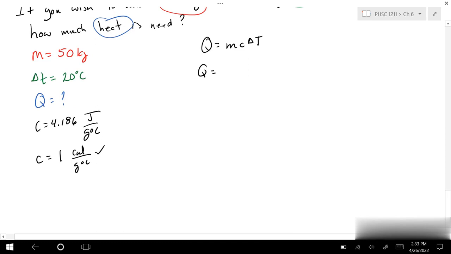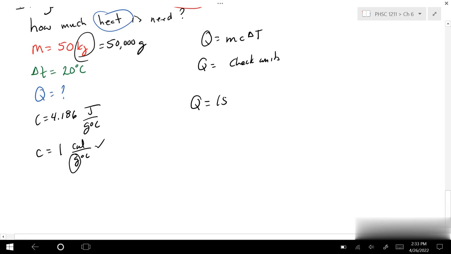So Q, we plug in the numbers. But first, we got to check units. I have a mass in kilograms, and I need to convert that to grams because I have grams in my specific heat. So this is equal to 50,000 grams. So make sure you're checking that. So Q is equal to 50,000 grams times 1 calorie per gram degree Celsius times 20 degrees Celsius. So our grams cancel out and our Celsius cancels out.